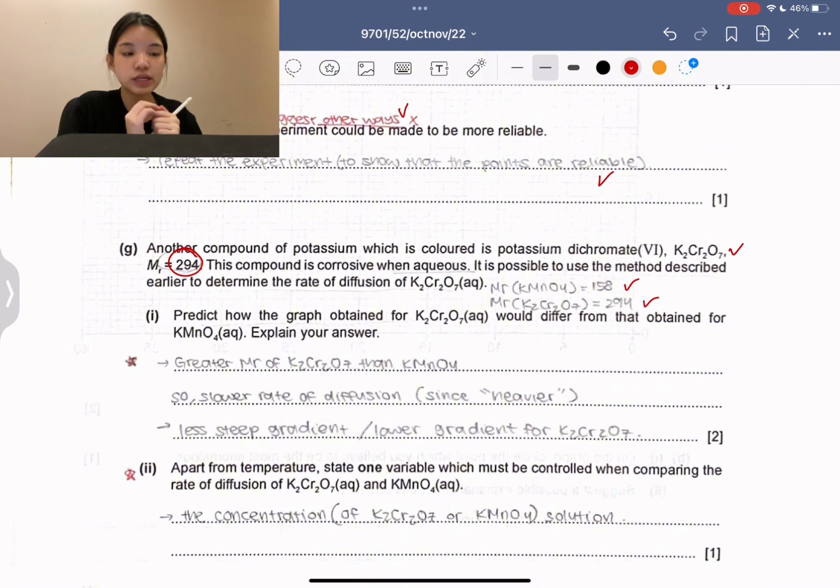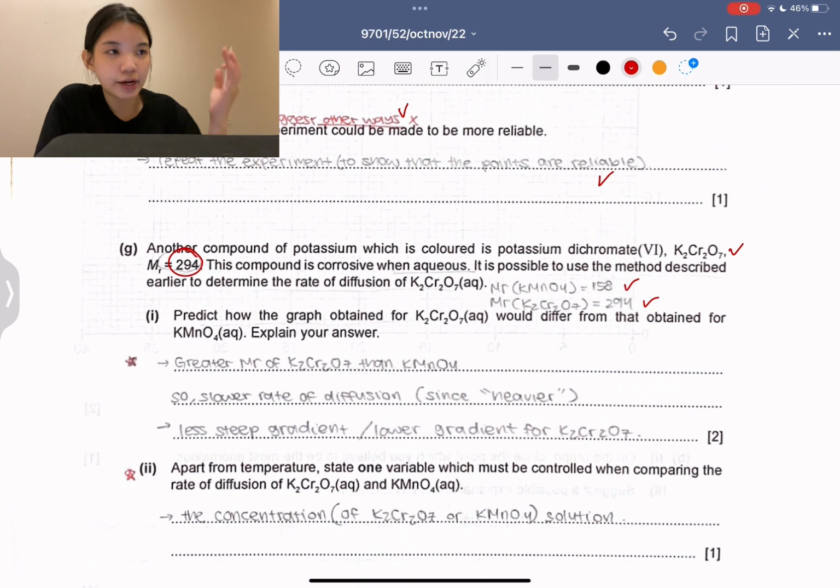So, because K2Cr2O7 has a higher MR than KMnO4, it has a slower rate of diffusion, because technically you could say higher mass, it's heavier to move, heavier to diffuse. So you could say slower rate of diffusion. So there is a less steep gradient. Yeah, okay.